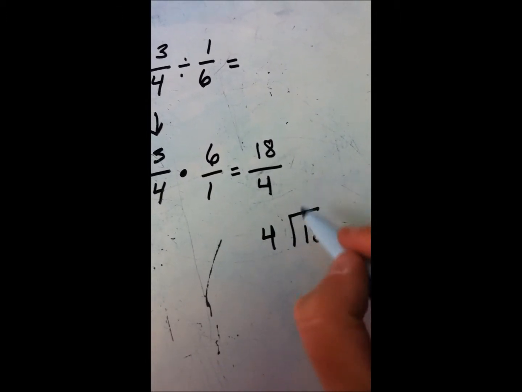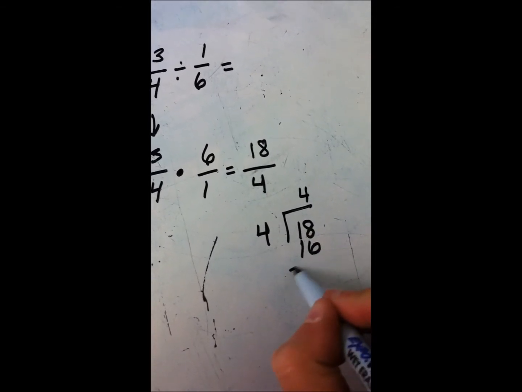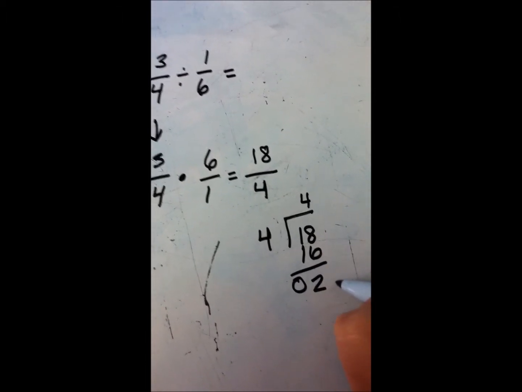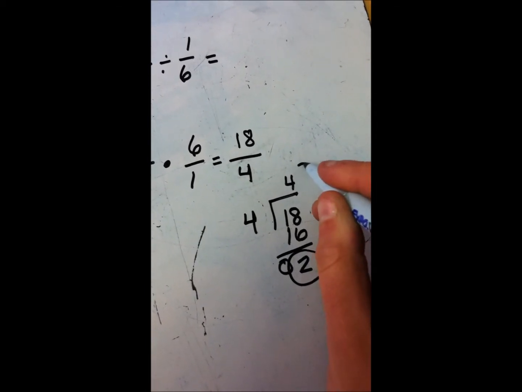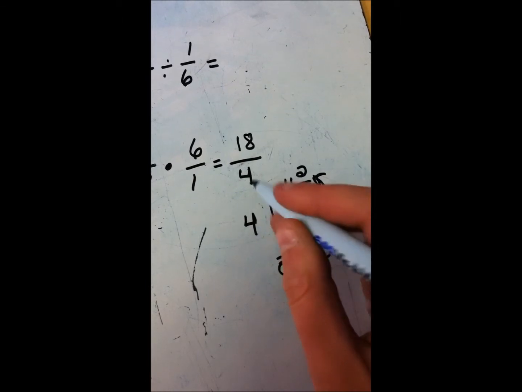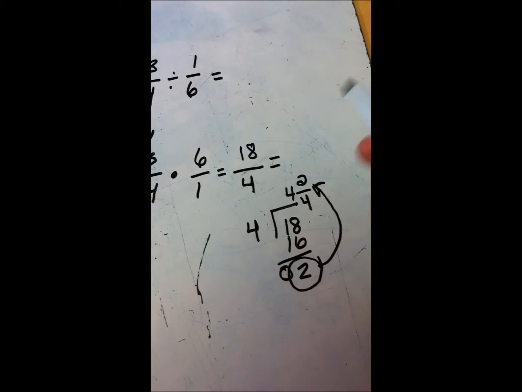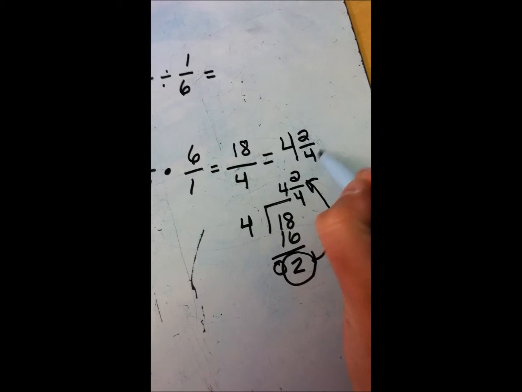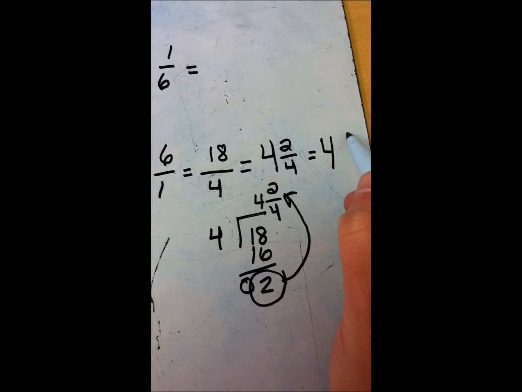18 divided by 4. Well, 4 will go in 4 times. It gives me 16, a remainder of 2. This number comes up and is on top of the denominator, which is still a 4. So 18 over 4 is actually equal to 4 2/4, which I can easily see that this 2/4 can be simplified to 4 1/2. Okay?